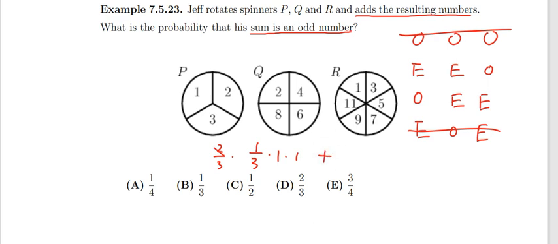So plus, first one is odd, 2/3. Second one is even, 1. Third one is even, or 0. Okay, so only this is a case, right? Only this is a case, yeah.